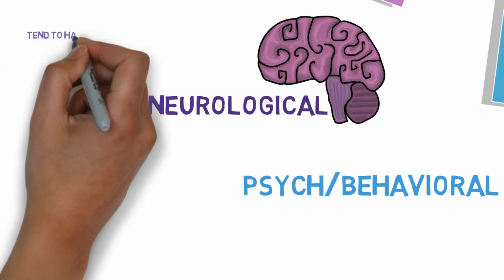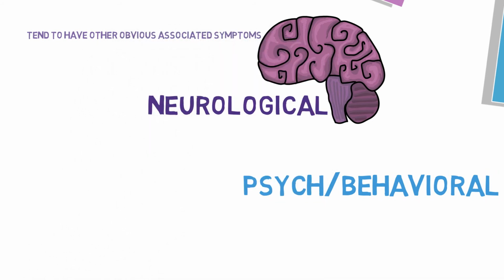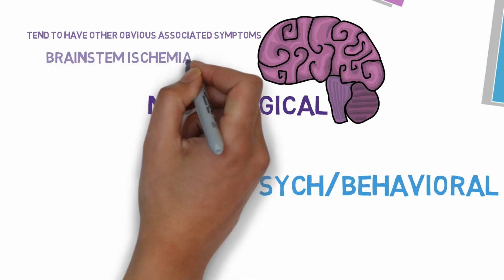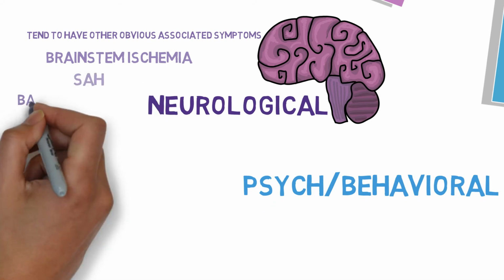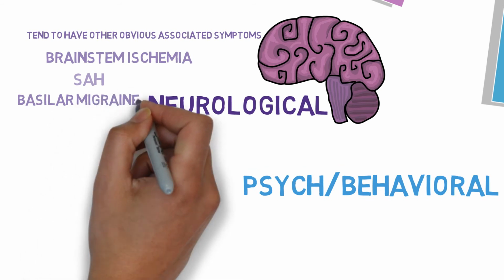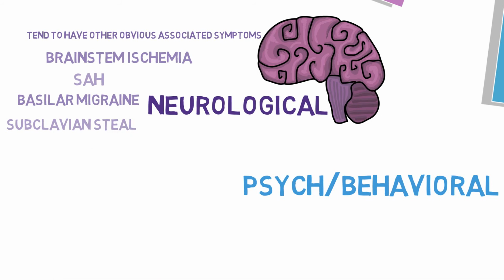Next, we have the neurological causes of syncope. Although these tend to have other obvious associated symptoms and are therefore not a common cause of pure syncope. Examples include brainstem ischemia, typically associated with vertigo, subarachnoid hemorrhage and basilar migraine, both typically occurring with severe headache, and the rare subclavian steal syndrome.